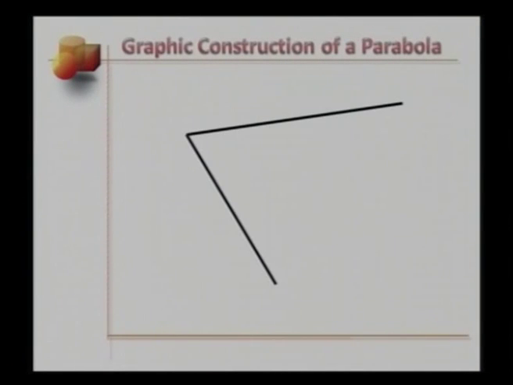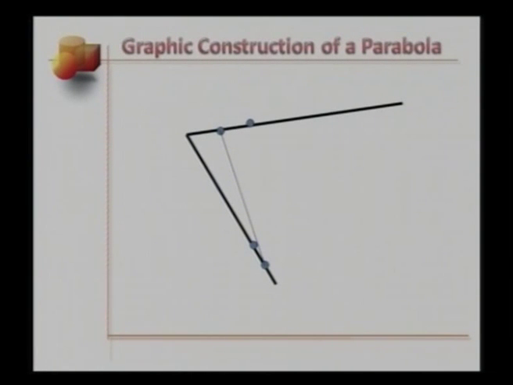Let's look first at the graphic construction of a parabola. All of you must have done this in your first year engineering drawing course. Given two line segments, how to construct a parabola using them? The key idea is this. You divide the two line segments such that the ratio of this length over this length is the same as the ratio of this length over this length. And then join these two points.